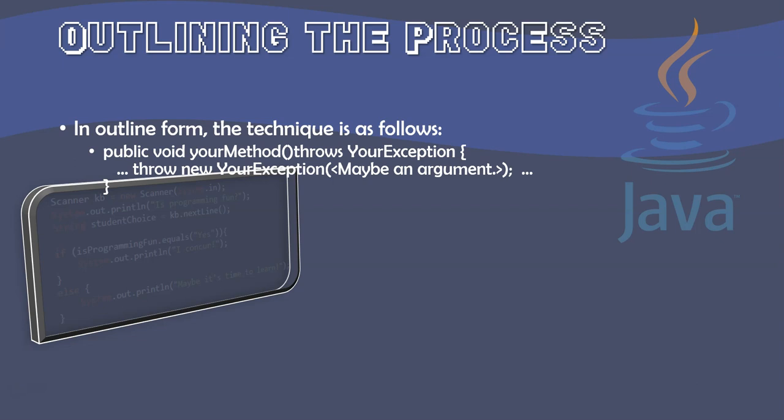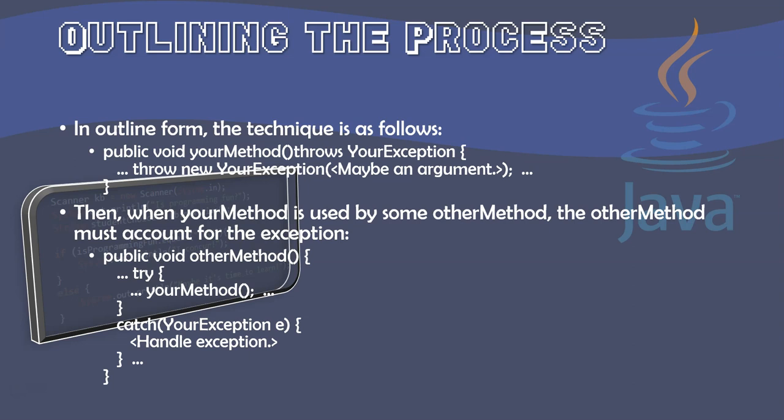Public void, your method, throws, your exception, throw new your exception, and then maybe have some kind of argument that you put into there. Then when your method is used by some other method, the other method must account for that exception. Public void, other method, try, your method, catch, your exception, and then handle that exception.